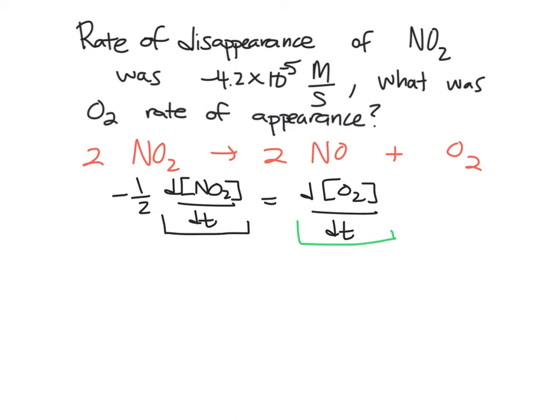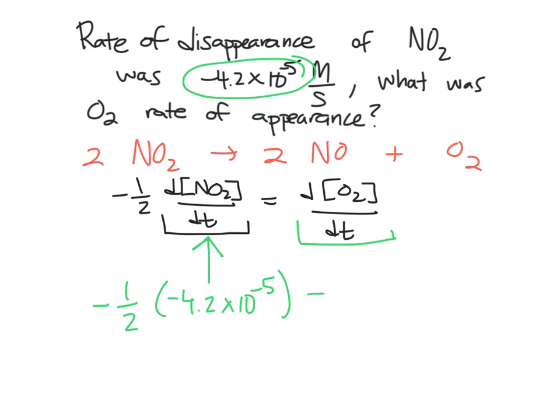If you look really closely, all we have to do is take this number right here, the negative 4.2 times 10 to the negative 5, and stick it in right here, because that's what that rate means. It's that mathematical expression. So we'll put the negative half, negative 4.2 times 10 to the negative 5. And we'll get a positive number now because 2 negatives make a positive. And that'll be 2.1 times 10 to the negative 5 molarity per second for the oxygen.